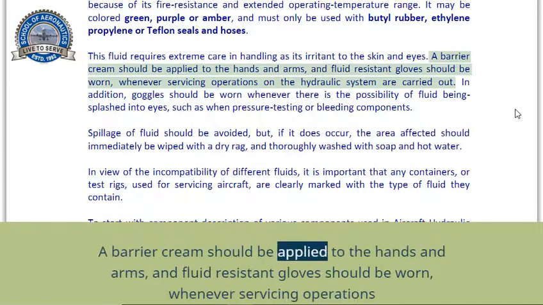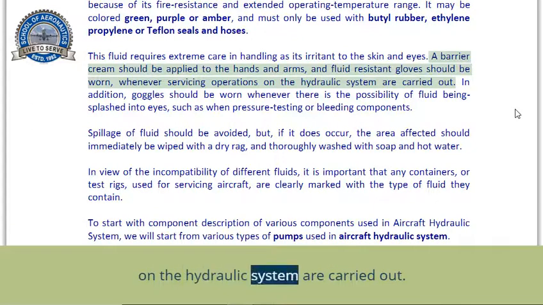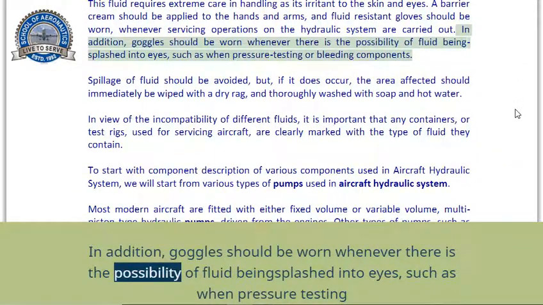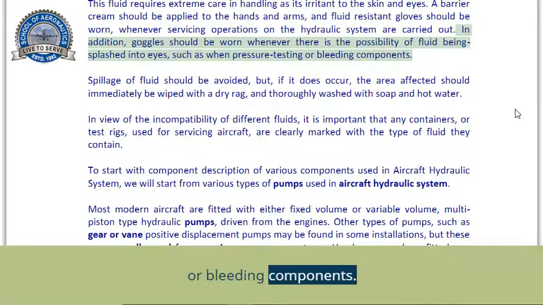A barrier cream should be applied to the hands and arms, and fluid-resistant gloves should be worn, whenever servicing operations on the hydraulic system are carried out. In addition, goggles should be worn whenever there is the possibility of fluid being splashed into eyes, such as when pressure testing or bleeding components.